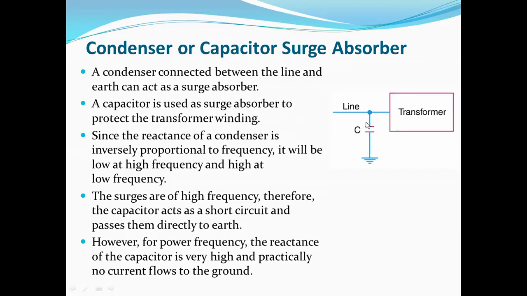Here it is very simple. Consider a transmission line with a transformer, and we are connecting one capacitor, or condenser, between this line and the ground. This capacitor is used as a surge absorber to protect the transformer winding.